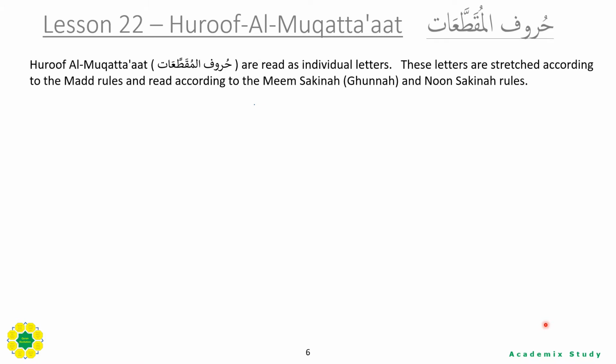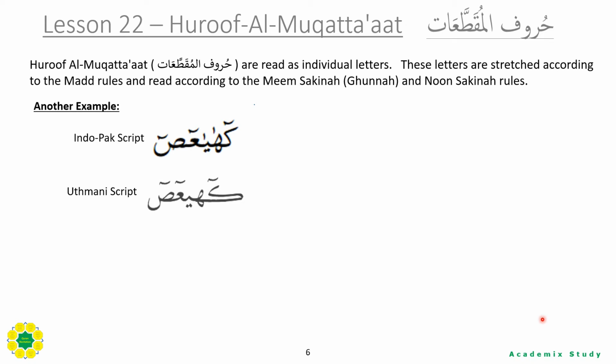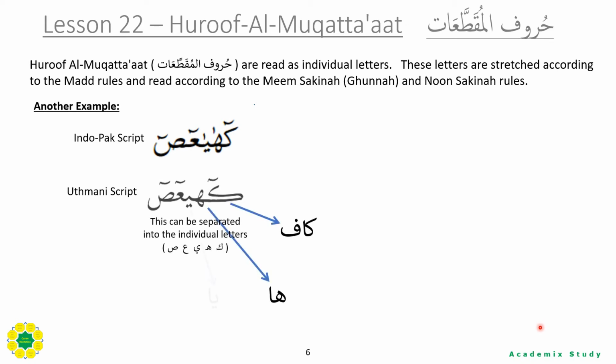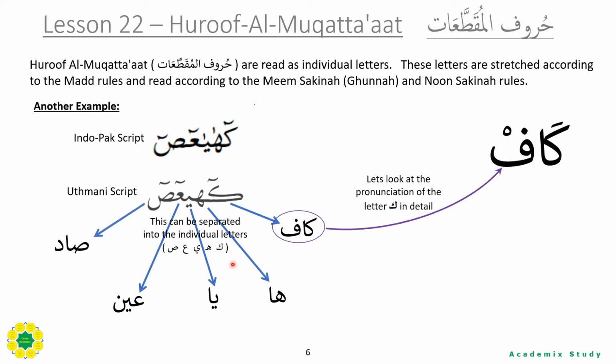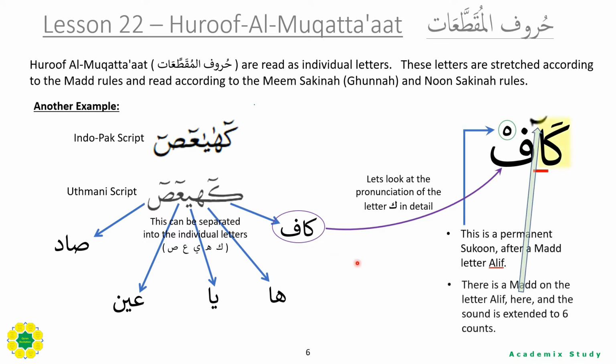Let's take a look at another example. In this example, the word can be separated out into the 5 individual letters, kaf, ha, ya, ain, and sad. And again, if we put the vowel signs on one of these letters, in order to pronounce it properly, we notice the sukoon that comes on the last letter following a mad letter alif. Again, the sound is extended to 6 counts.